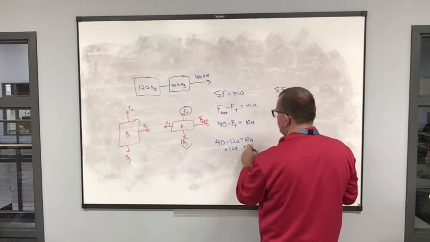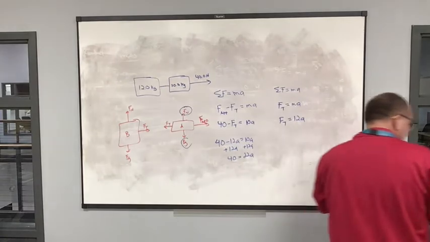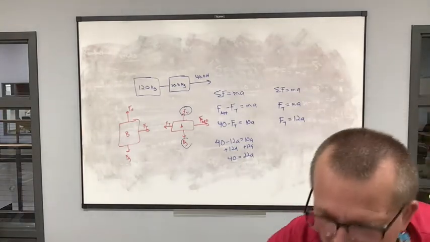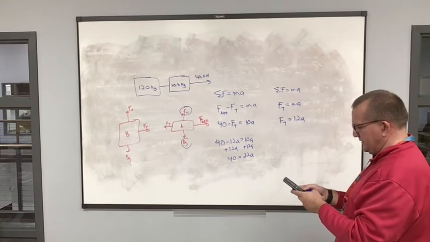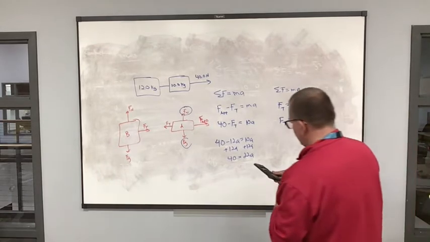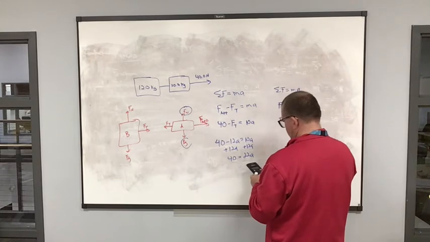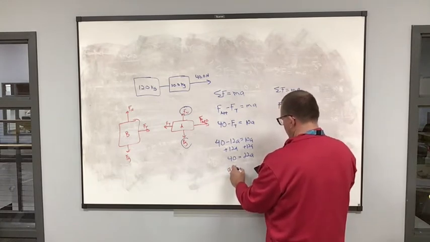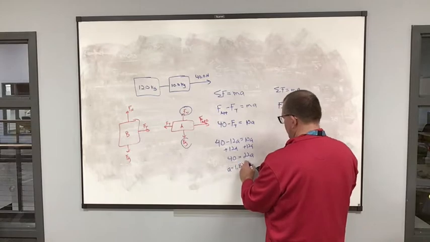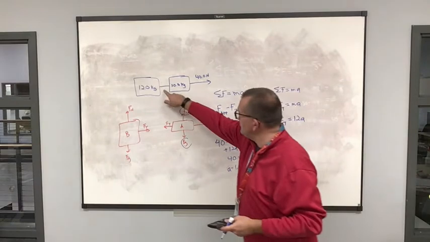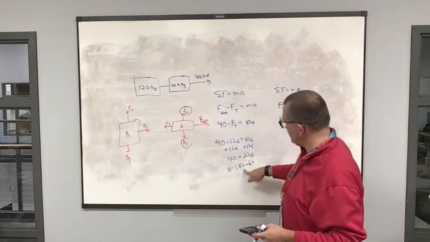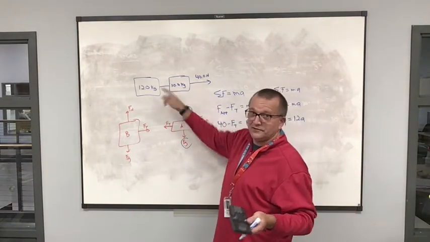Add 12A to each side. 40 is equal to 22A. I divide both sides by 22. And I get an acceleration of 40 divided by 22, or 1.82. So that's the acceleration. Now, since the boxes are attached, if this one's accelerating at this rate, so is this one. Okay, so they're both accelerating the same.